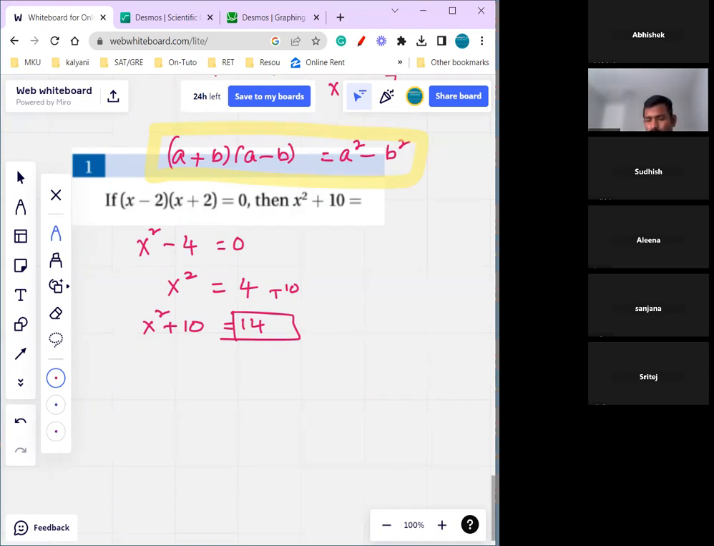Okay, so before we move on, oh yeah, this question. If I take any paper, you always see this one.